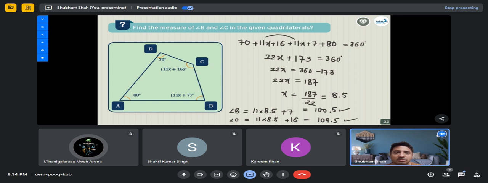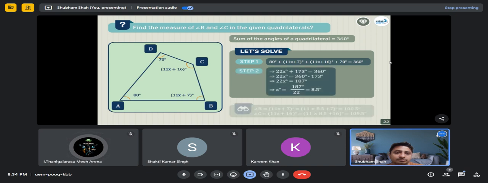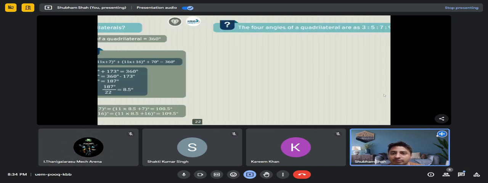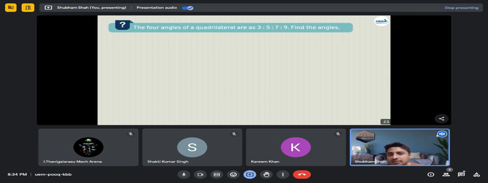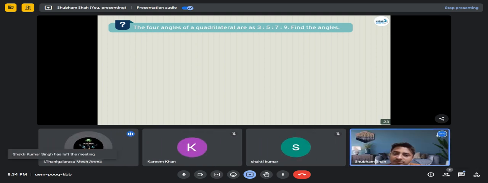Okay, chalo, moving on to the next one. Theek hai, angle B and angle C are 100.5 and 109.5. The four angles of a quadrilateral are in the ratio 3, 5, 7, 9. Find the angles. How do you have to do it? Aata hai? Are you aware how to solve this?